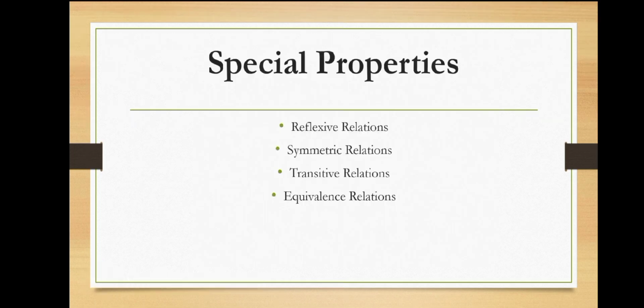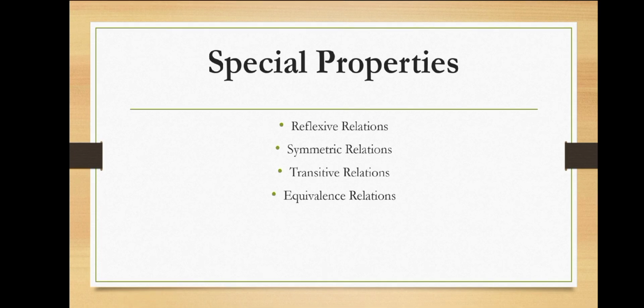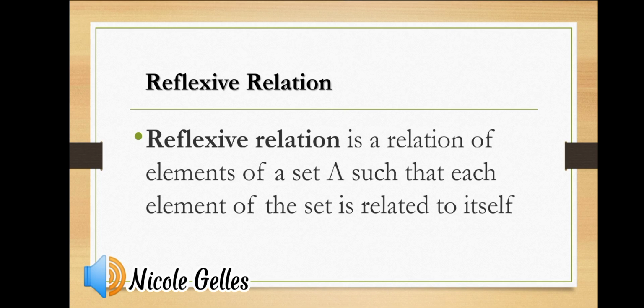EB. Let us proceed to the special properties. There are three special properties. We have reflexive relations, symmetric relations, and transitive relations. But first, let us discuss what is reflexive relation.